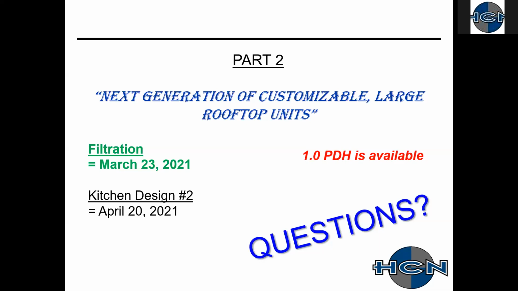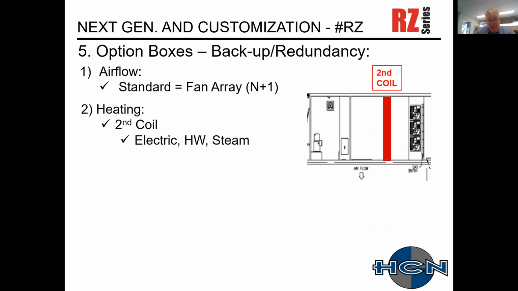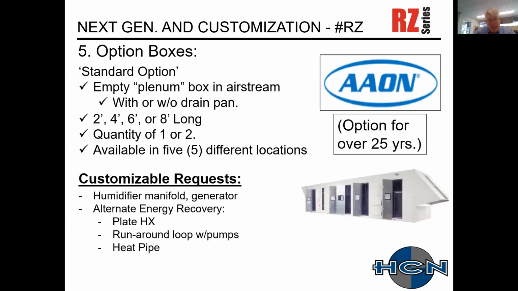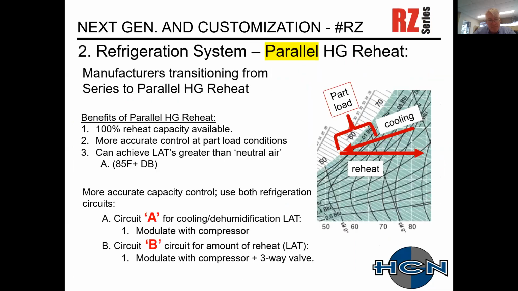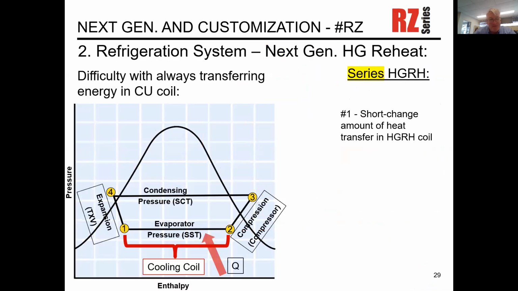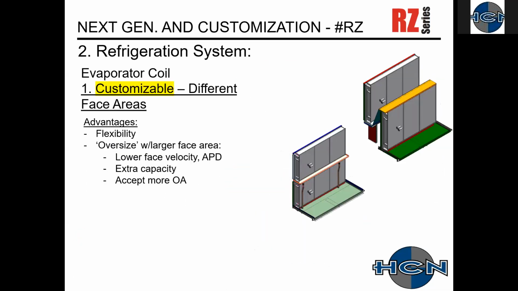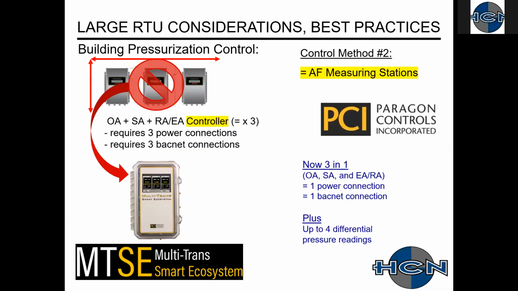Next, can you restate the name of the Paragon 3-in-1 controller available? That is the MultiTrans ecosystem. Yeah, I can go back to that slide. I can email out to you a copy of that tear sheet. There it is, after 50 clicks. MultiTrans Smart Ecosystem.